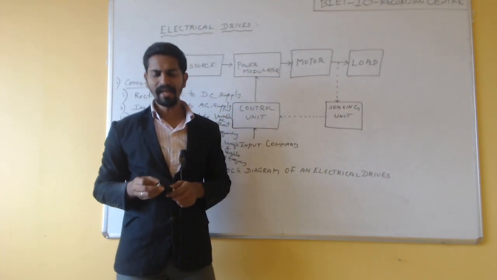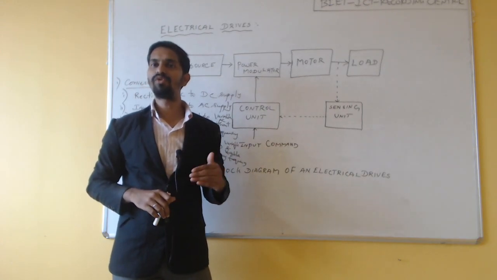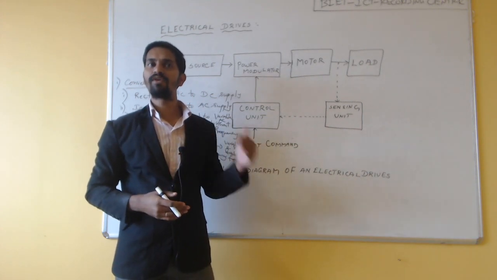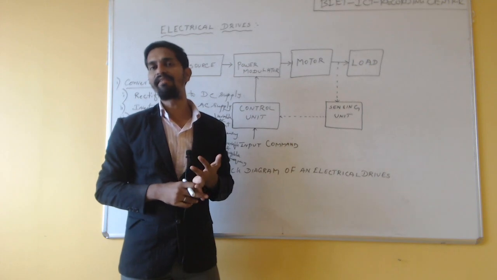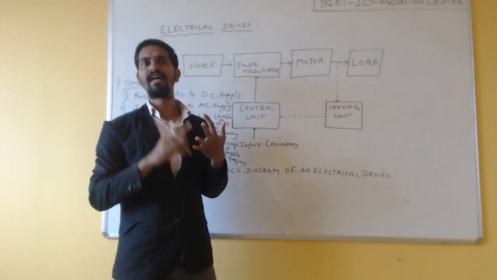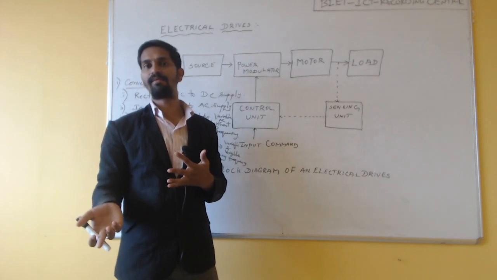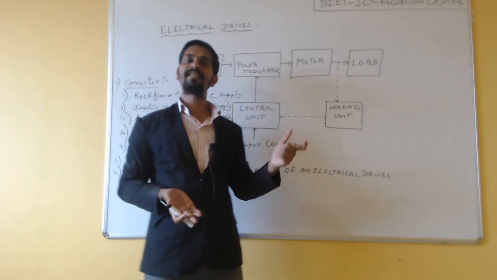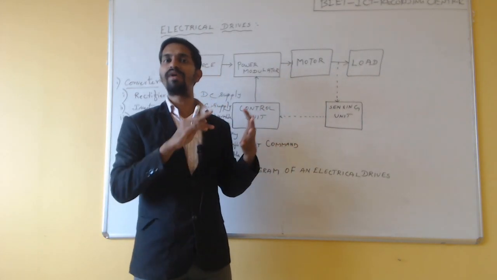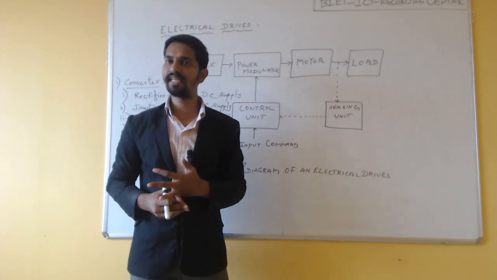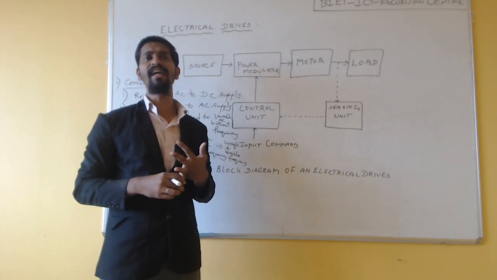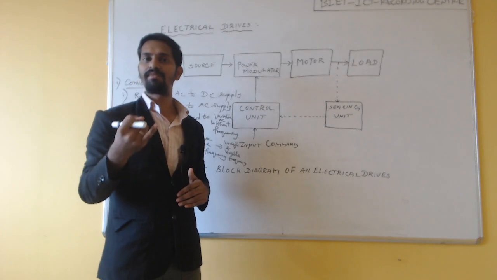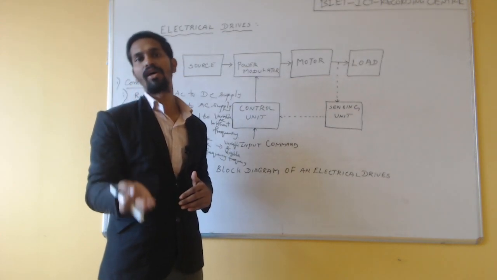Depending upon our application, we can choose the motor. If our application is AC, we can go for AC motors: induction motors, synchronous motors, and special electrical motors such as stepper motors and switched reluctance motors. If I am using a DC motor, it can be classified into separately excited DC motors and self-excited DC motors. Self-excited DC motors can be further classified into shunt motors, series motors, and compound motors.